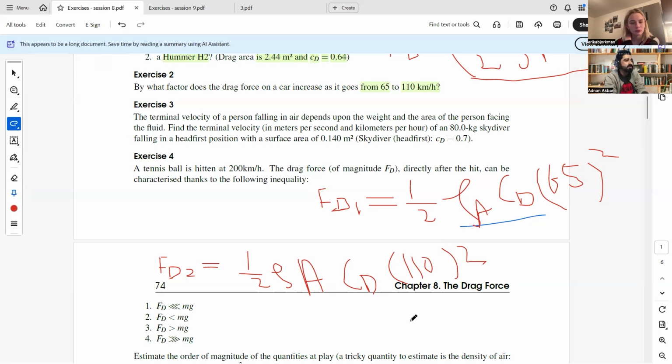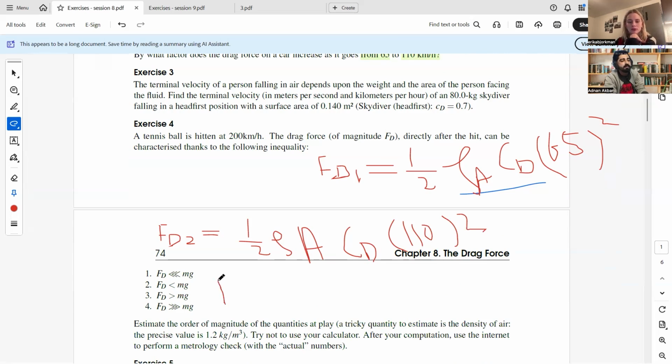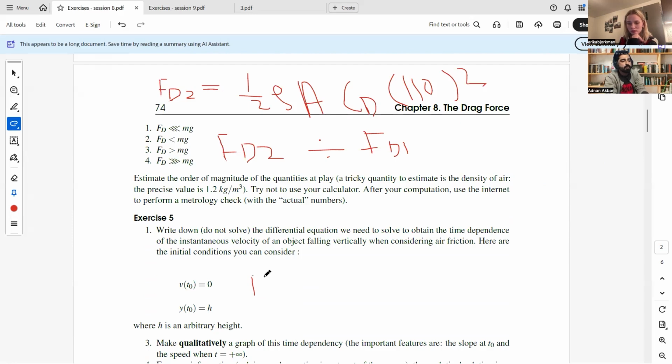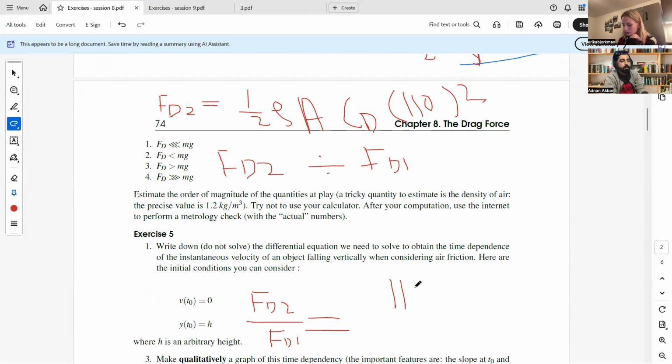As we are finding the factor by which the drag force is increased, we need to divide Fd2 by Fd1, or you can say the second equation should be divided by the first equation. Then our equation will become Fd2 divided by Fd1 is equal to 110 divided by 65 whole square.